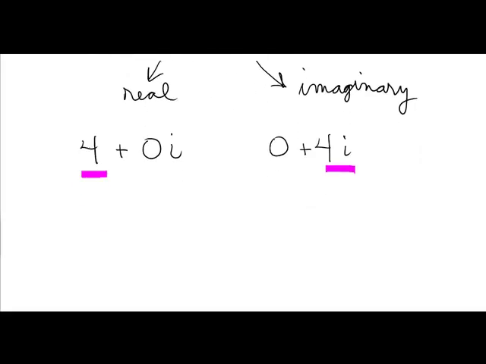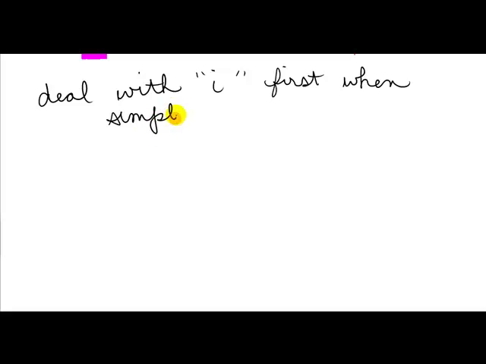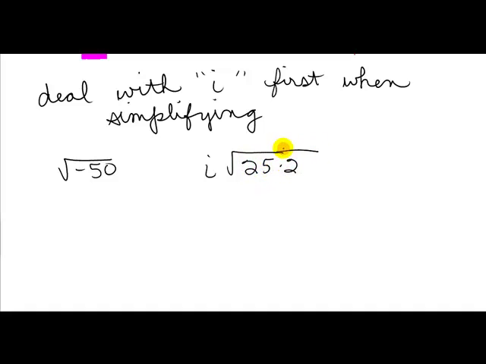So we want to simplify these, and to do that we want to deal with the i before we take care of the other simplification. So let's deal with the i first. So the square root of negative 50, I can rewrite that as i times the square root of 25 times 2, that's my 50, and then I can simplify that as 5i times the square root of 2.